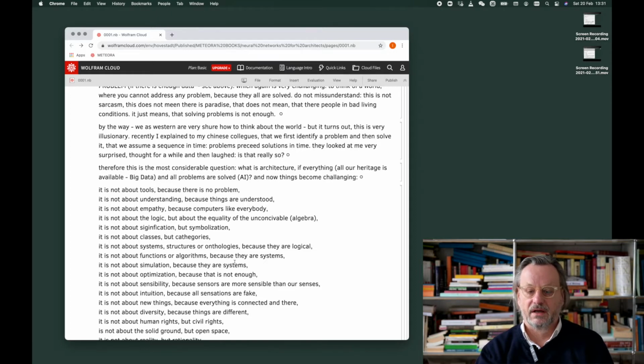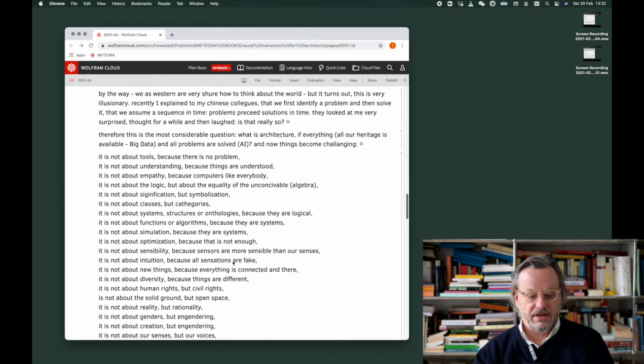then AI is not a tool we have to understand. So the challenge is this kind of change in your thinking. It's not a tool because there's no problem. And it's not about understanding because things are understood. These machines don't care, but they understand. And it's not about empathy because computers like everybody. This is what we experience. People feel understood by these algorithms better than humans can do. We can only understand very few, not the population.